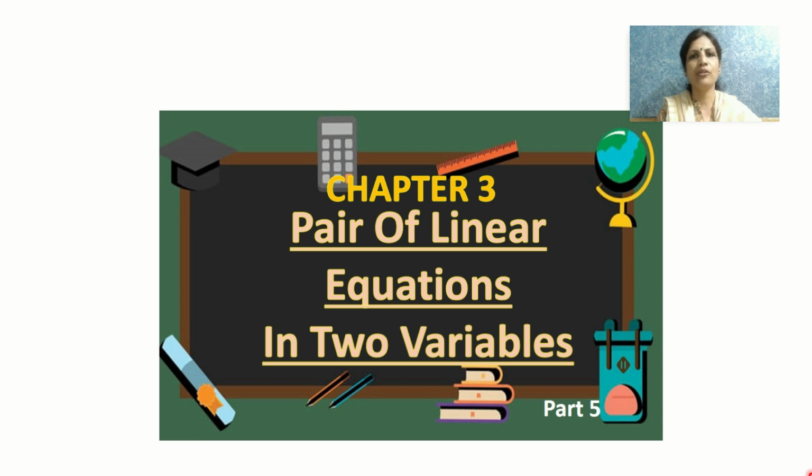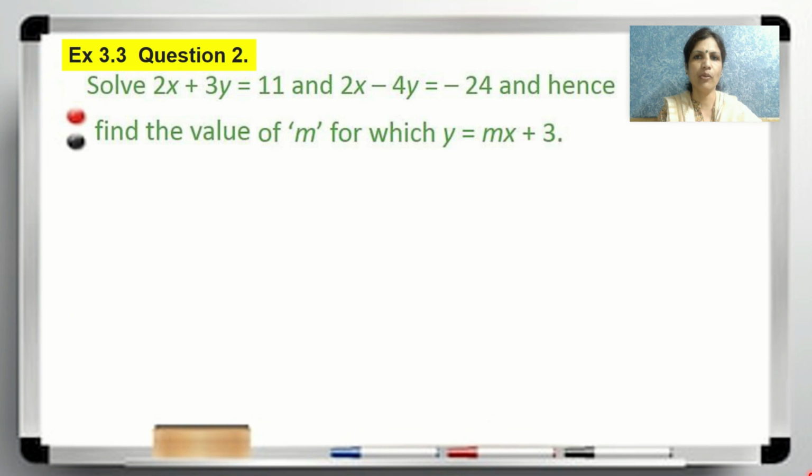In the previous video lesson, we started with exercise 3.3 and we have solved question number 1 and all the sums from question number 1. We're going to move ahead and begin with question number 2 of exercise 3.3. Question is, solve 2x plus 3y is equal to 11 and 2x minus 4y is equal to minus 24, and hence find the value of m for which y is equal to mx plus 3.